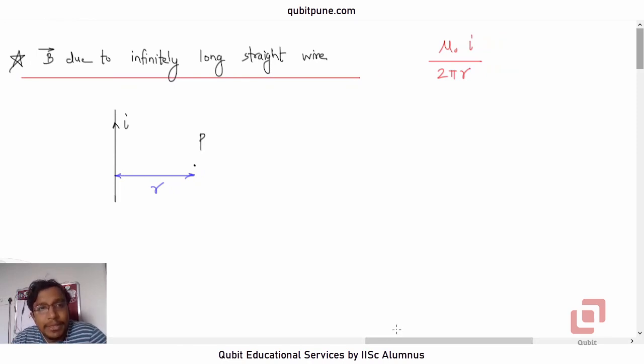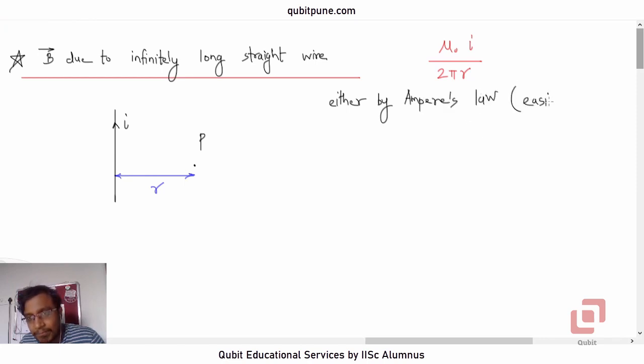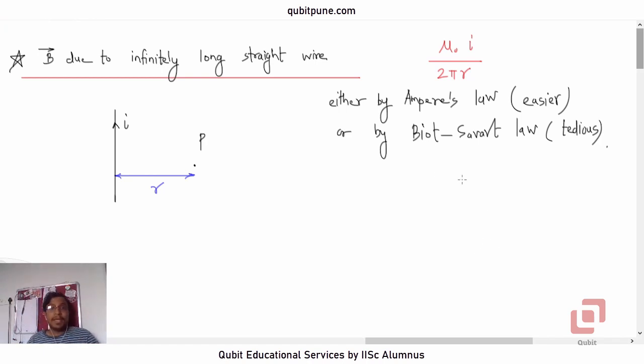Let's go to magnetic field due to an infinitely long straight wire. This particular expression can be arrived at by two ways. You can arrive at it either by Ampere's law, which is easier, or by Biot-Savart law. Both ways give you the same answer. Okay, tedious.